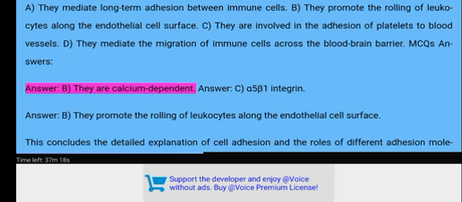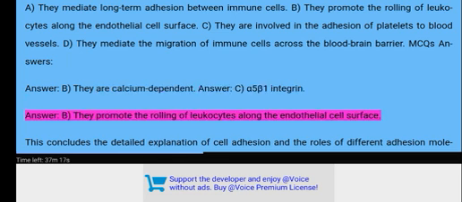MCQs answers. Answer: B. They are calcium dependent. Answer: C. Alpha-5 beta-1 integrin. Answer: B. They promote the rolling of leukocytes along the endothelial cell surface.